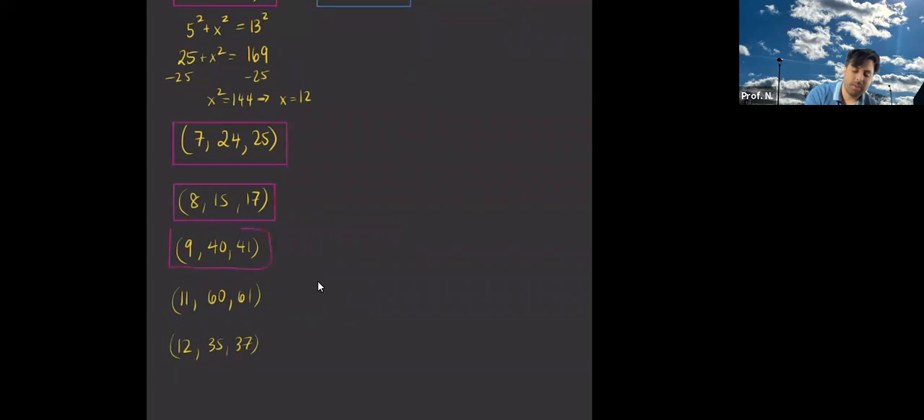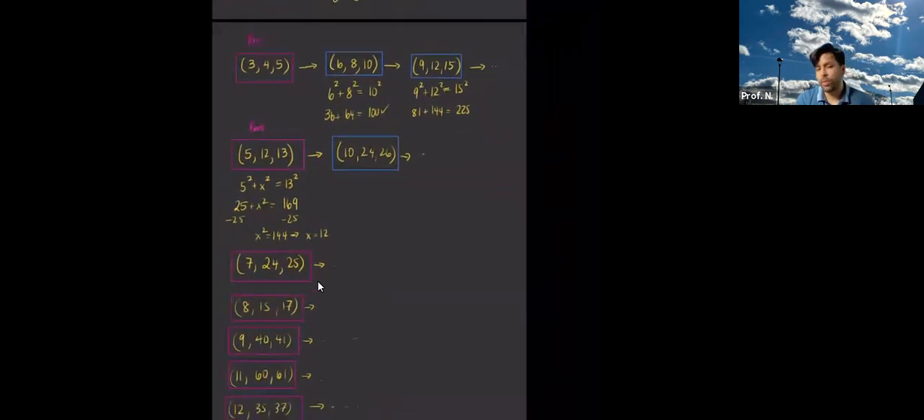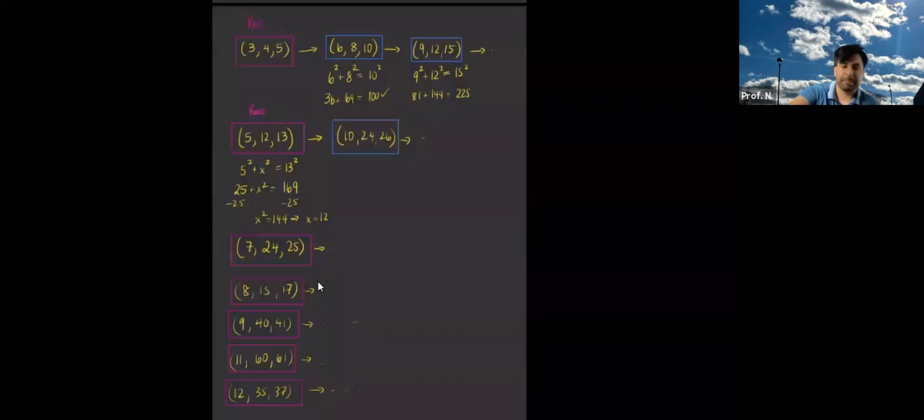So all of these triples satisfy the Pythagorean theorem. And this goes on forever to the right. You just double everything, triple everything, quadruple everything, quintuple everything, and you get more and more Pythagorean triples. I think that's pretty cool. Pretty neat. Alrighty, so I'll stop here.